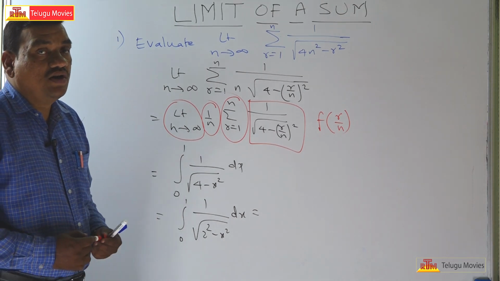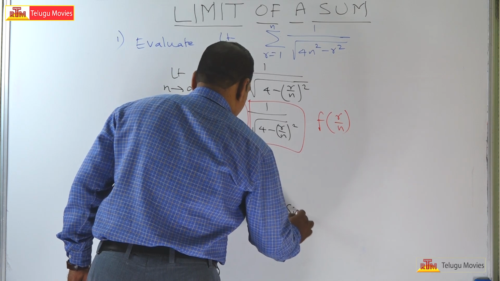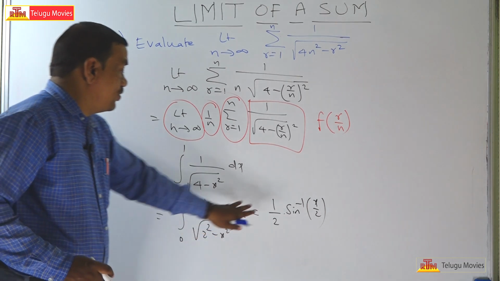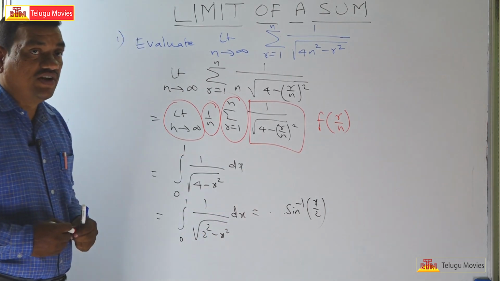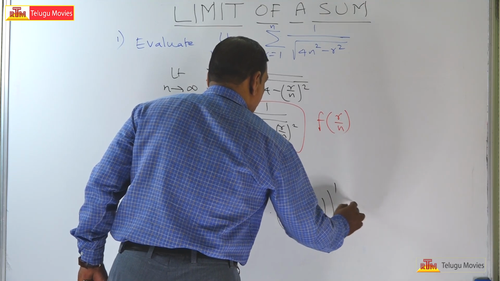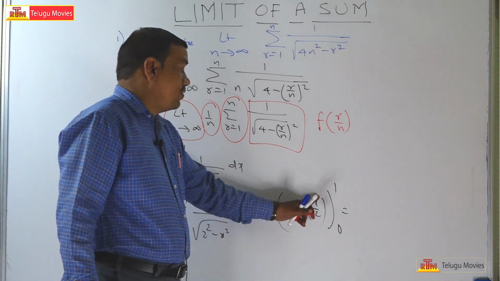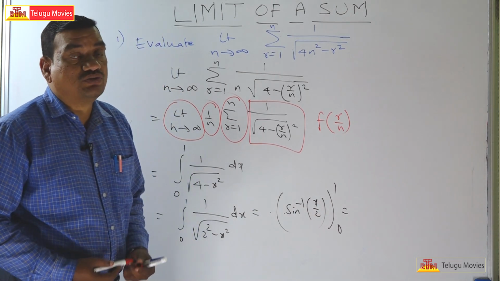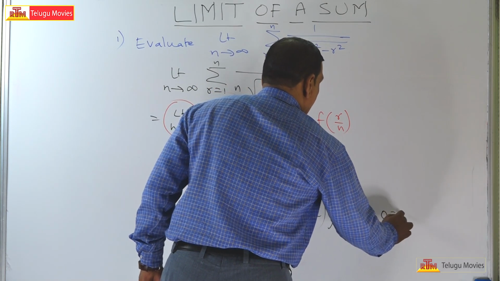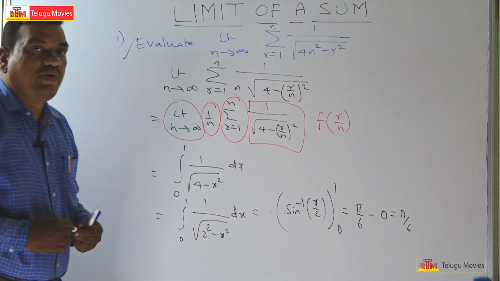So what is your answer? This is equal to sine inverse of x by 2, with 1 by a being 1 by 2, so only sine inverse of x by 2. Upper limit 1, lower limit 0. Substitute first 1 by 2: sine inverse of 1 by 2 means what? Sine 30, that is pi by 6, minus 0. Pi by 6 is your answer. So for this problem, the answer should be pi by 6.